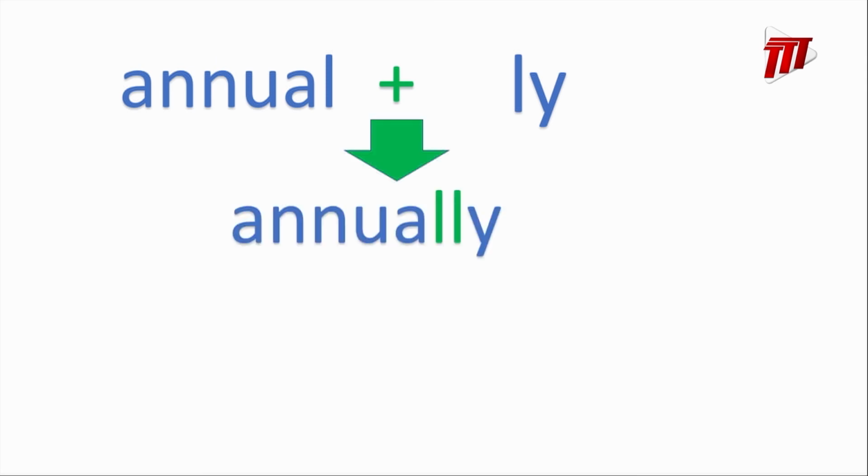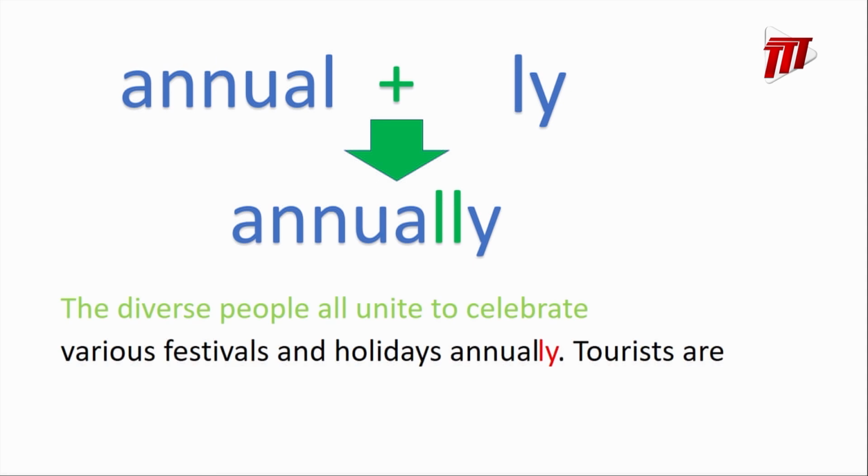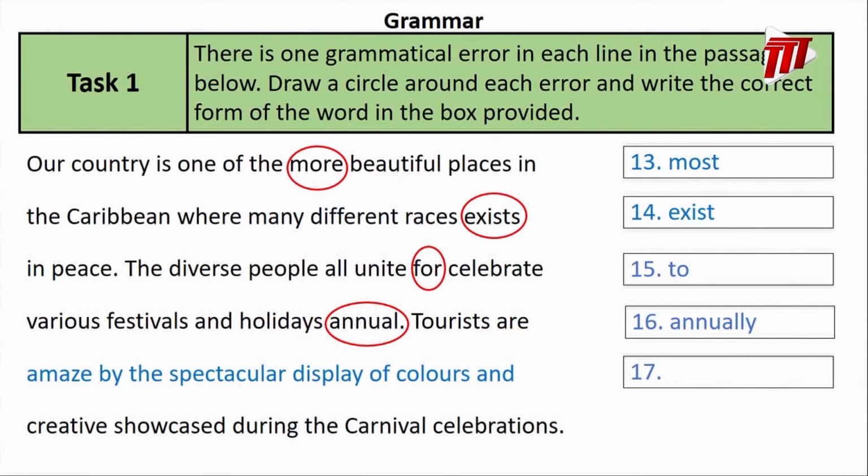So, annual becomes an adverb when we add ly, and it's spelled annually, annually, right? So various festivals and holidays annually. So we circle our word annual, and we write annually in the box provided. Let's go to our next line.